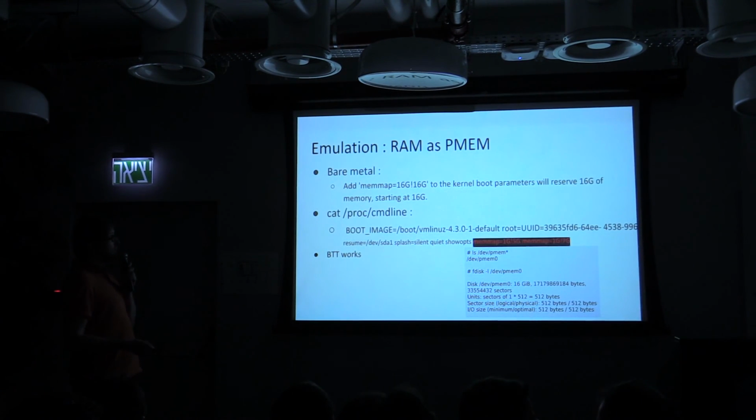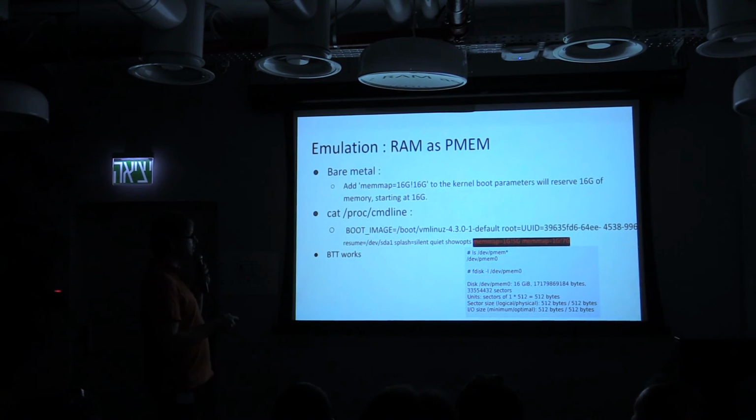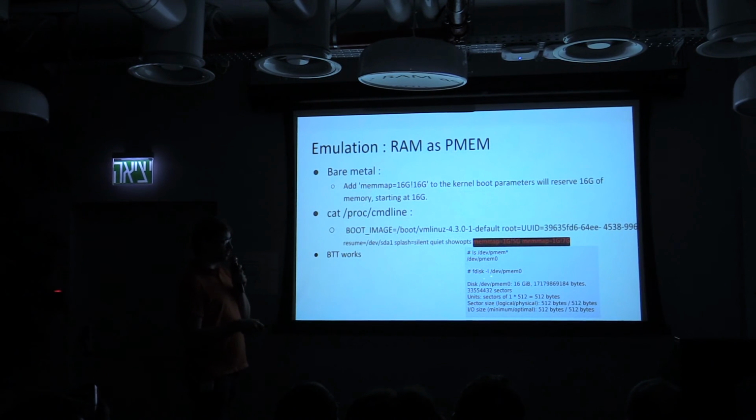Emulation with RAM is probably the easiest way. It's literally adding a kernel boot parameter, like memmap=16G!16G. That's 16 gig of RAM, starting at 16 gig, and when it's loaded and you do ls on the PMEM device, you see everything presented there. It's really easy to do.